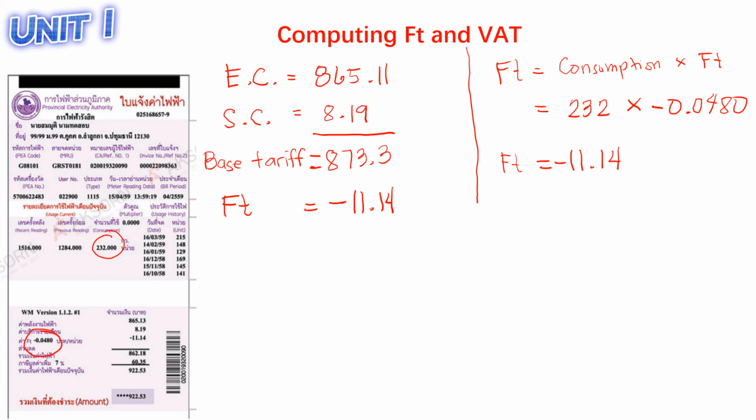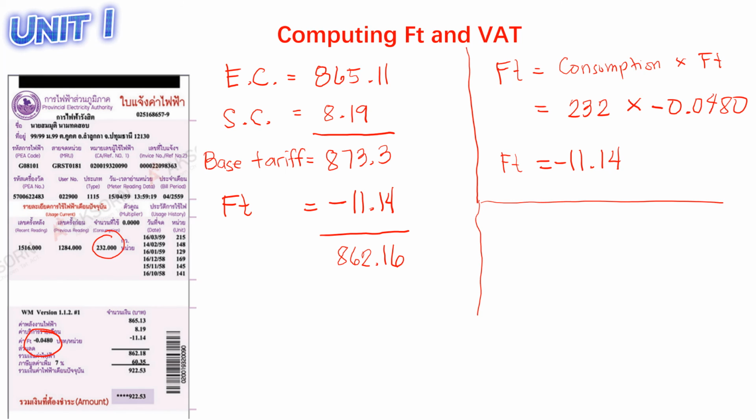Okay, so next thing is we have to add the two. So 873 minus, since this one is negative, we have to do subtraction here. So 873 minus 11.14. You can pause the video to get the answer. Okay, so you get a value of 862.16.